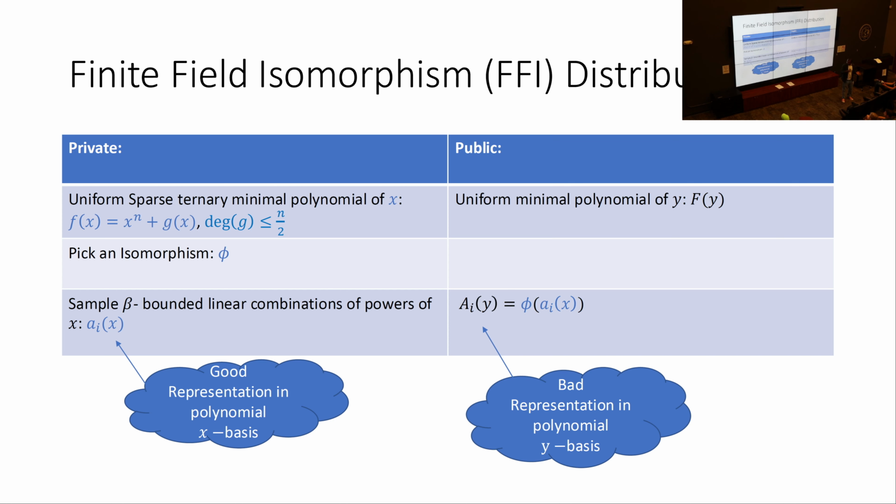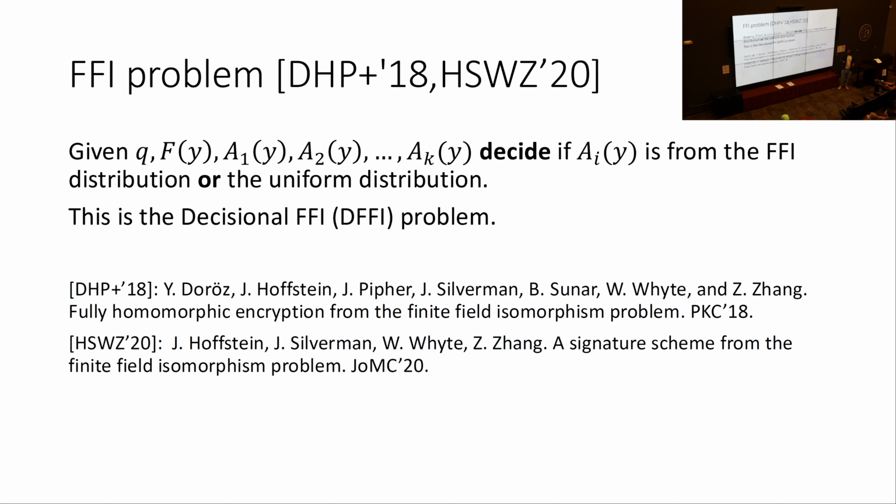It's taking some good representation and returning some bad representation. Okay. So what is the problem? The problem is very simple. I give you the public representation of the finite field and arbitrarily many FFI samples. You have to decide if there is an unusually short representation of these samples or they are just picked at random.